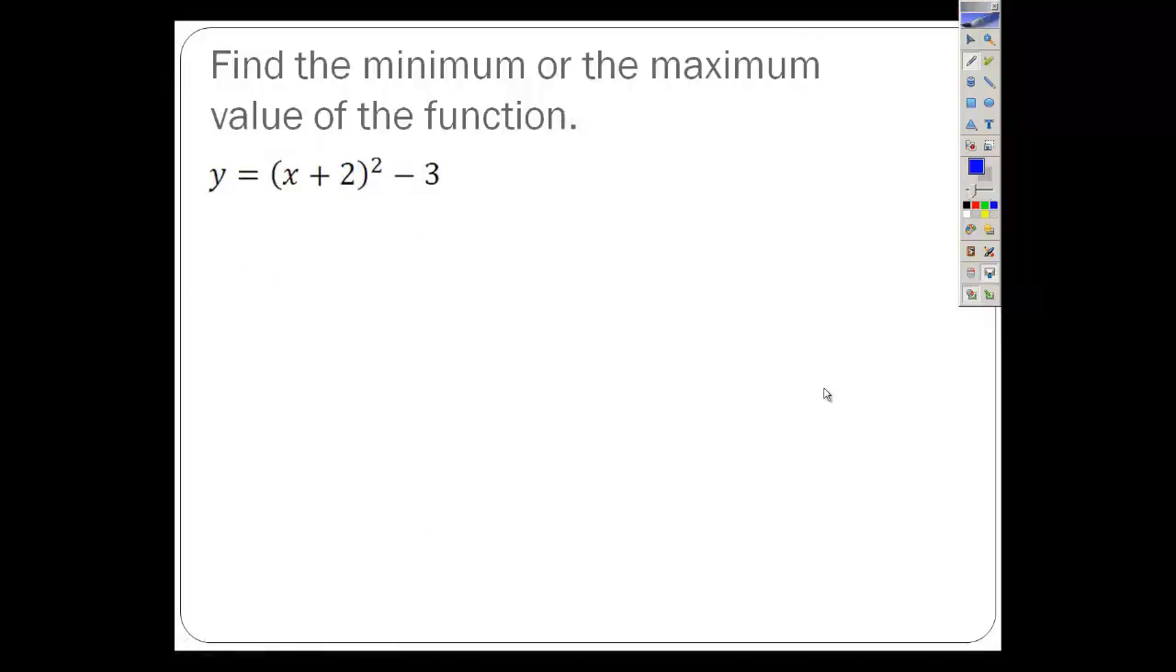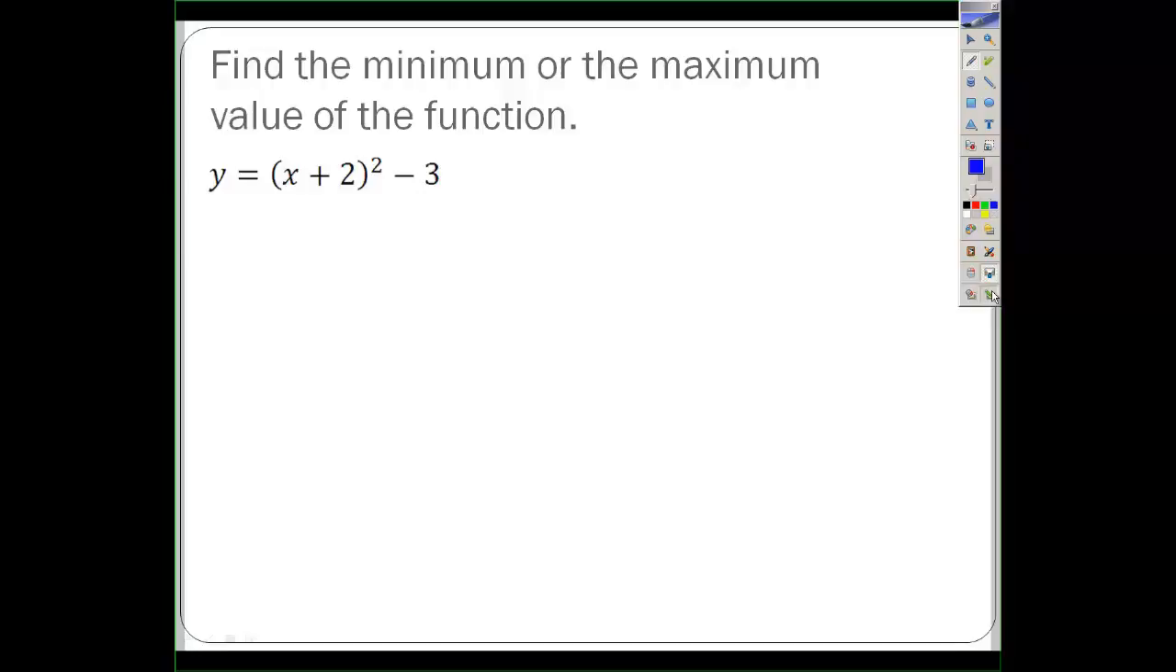This time I'm given vertex form, and I need to figure out, is this the minimum or the maximum? These go a lot smoother than the intercept form, because I know what the vertex is already. It's -2, -3. Excuse me, -2, -3. This is the vertex. It's just plain as day right in the middle of the equation. h and k are right there for us to see.